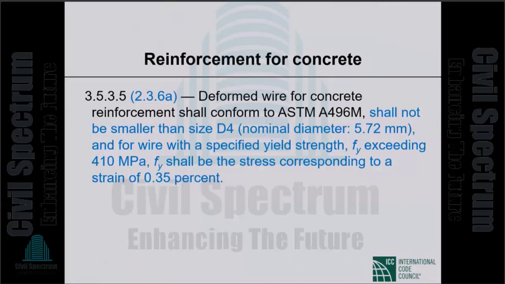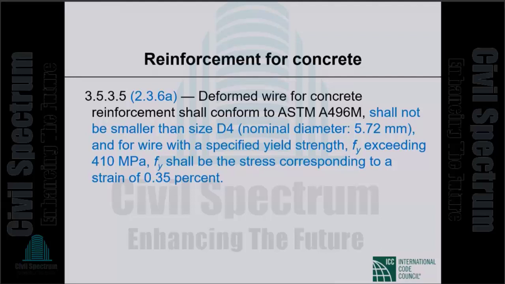Now we go from bar to wire for reinforcement. So deformed wire for concrete reinforcement shall conform to A496. The size shall not be smaller than size D4. I will talk about wire size on the next slide.